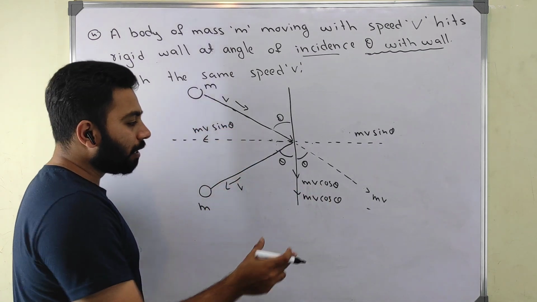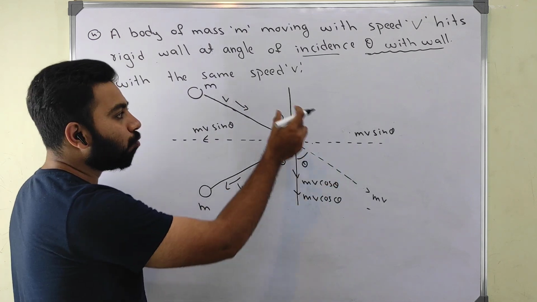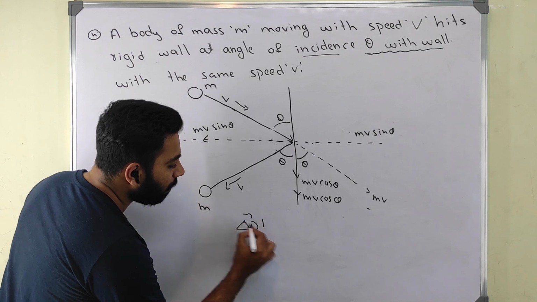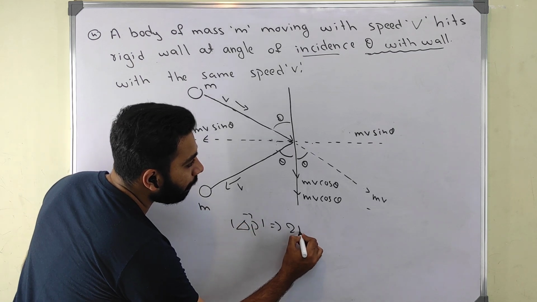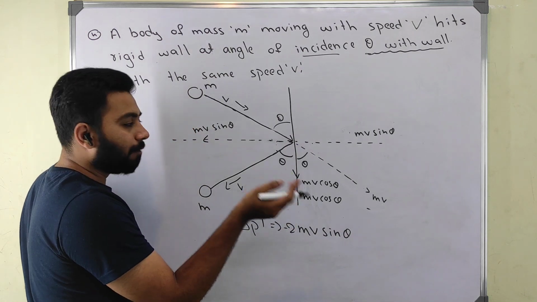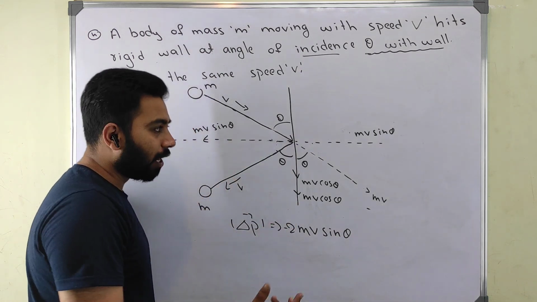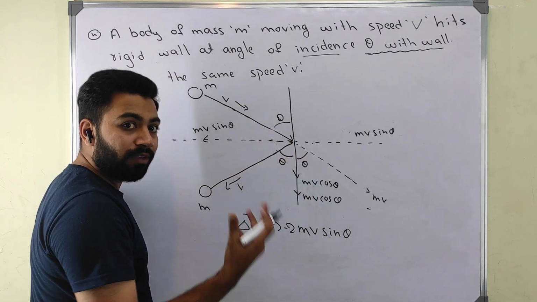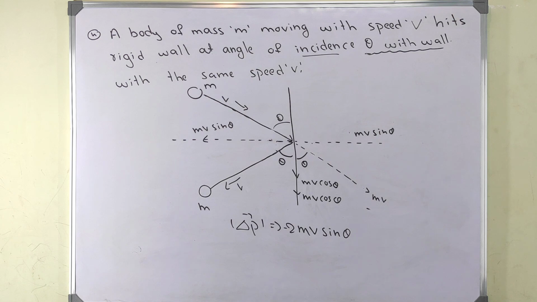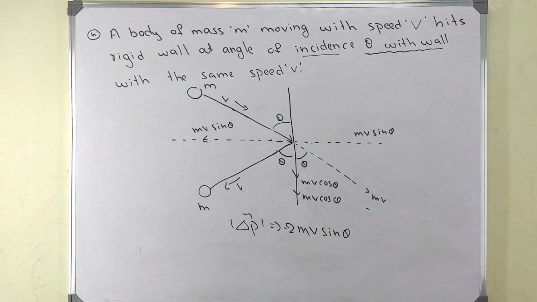So in my momentum, these both cancel and only this one remains. So if the angle theta is made with the wall, my change in momentum will be 2mv sin theta. Very simple. When it makes the angle with the normal, it is 2mv cos theta. When it makes the angle with the wall, it is 2mv sin theta. Okay, write this also. Write it separately, not in one.